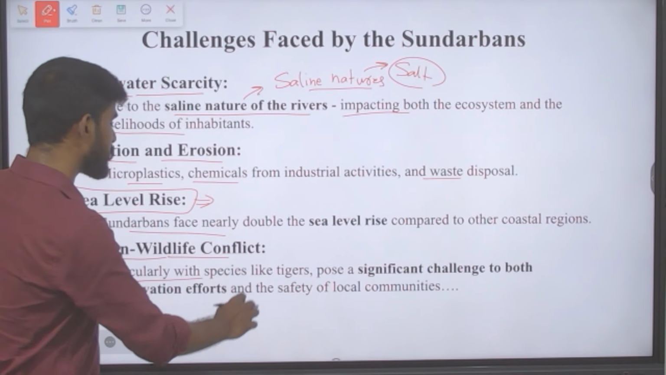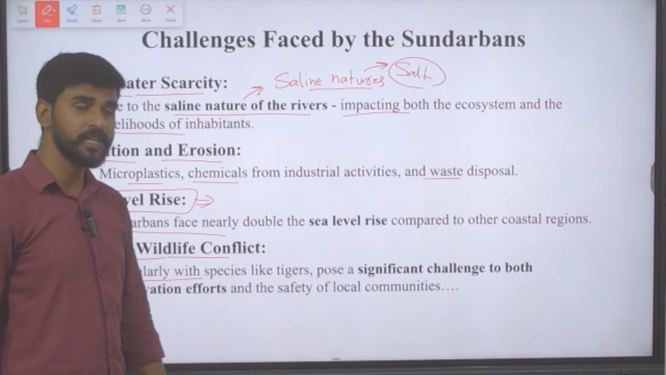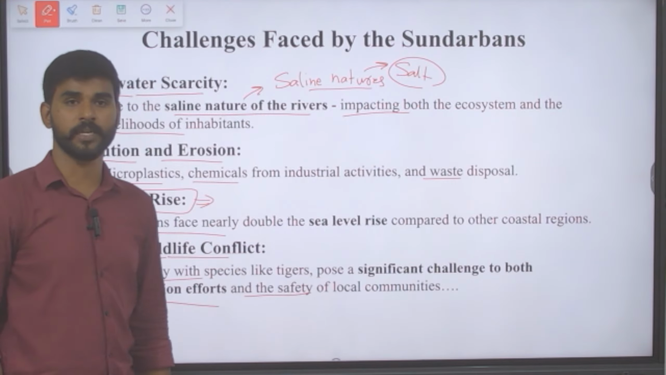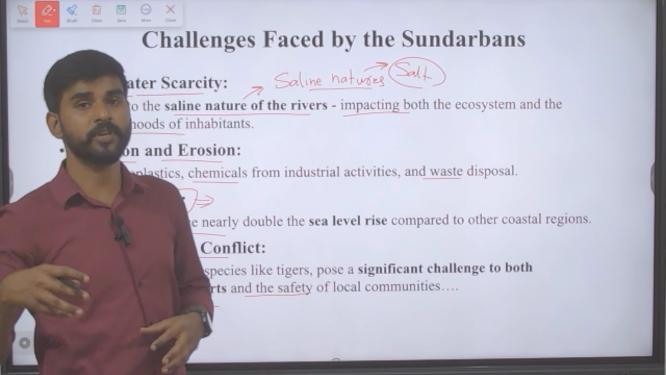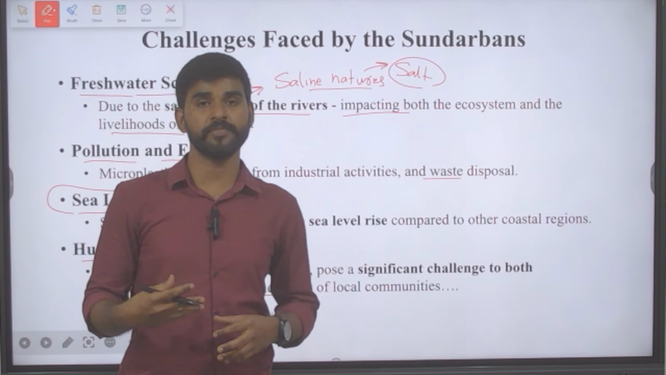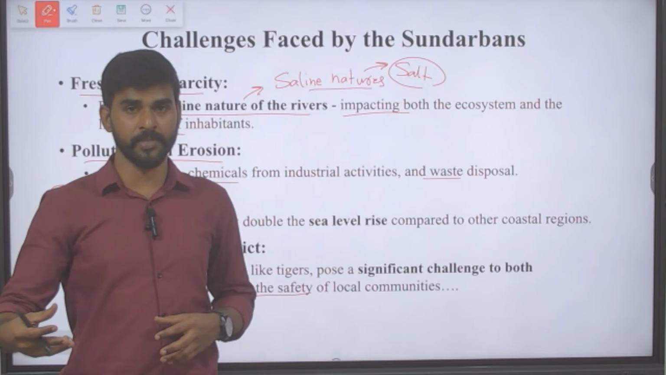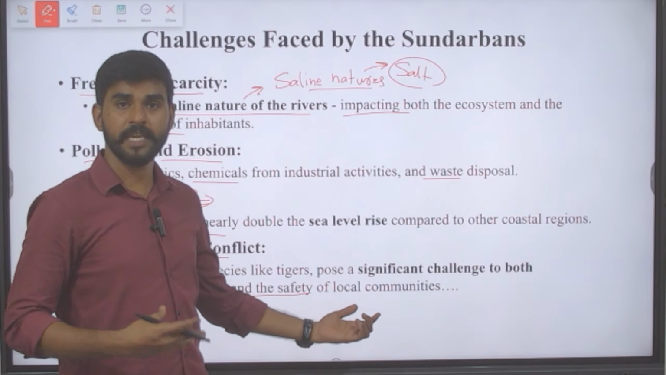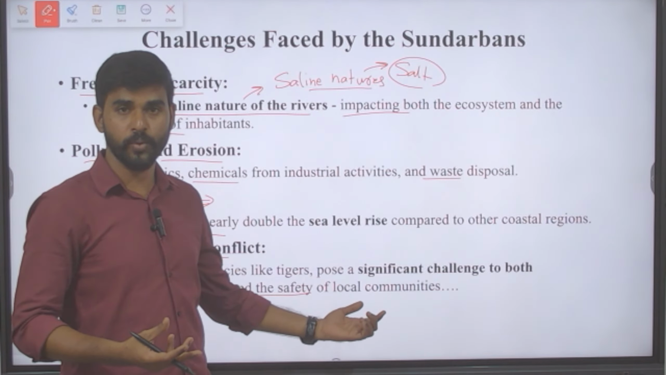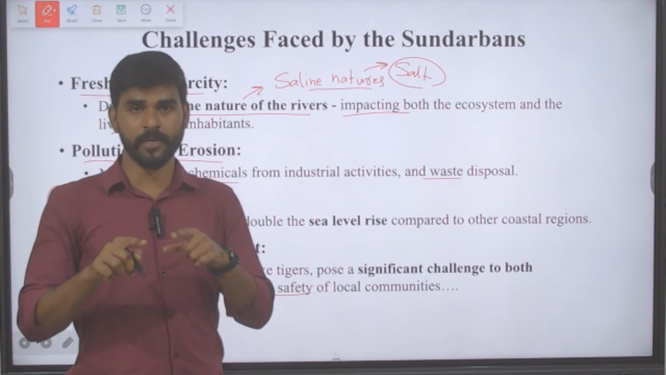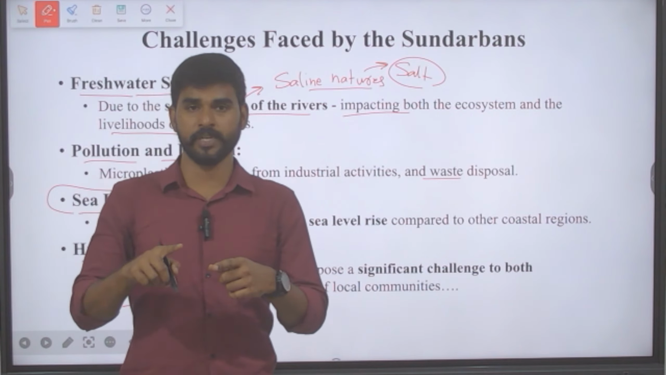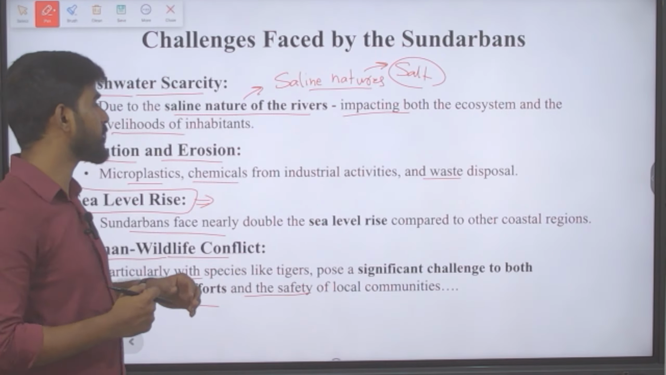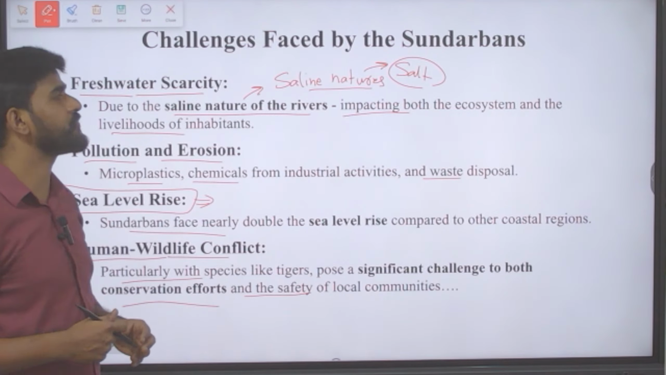So particularly with species like tigers, it poses a significant challenge to both conservation efforts and the safety of the local communities. We are going for conservation efforts of the animals. Okay, conservation efforts are taken for protecting the animals, but then we also have this problem of safety that must be given to the local community. So these two are in conflict. Okay, human-animal conflict is there. They both share the same location. That is what the problem is. So these are all the challenges that are faced by Sundarbans.